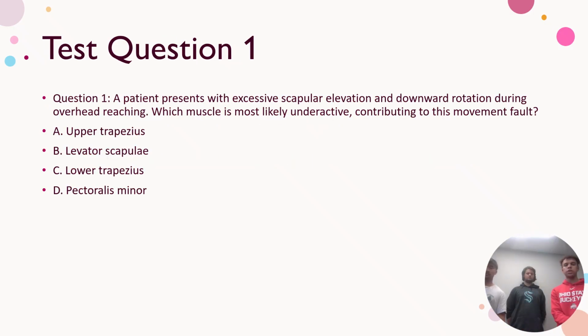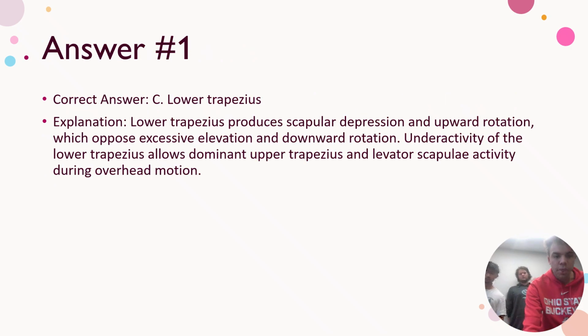And then for the test questions, here we chose: a patient presents with excessive scapular elevation and downward rotation. What muscle is most likely underactive? If you would have said lower trap, you'd be right because that performs an action that opposes that. It produces scapular depression and upward rotation. And so that opposes the excessive elevation and downward rotation.